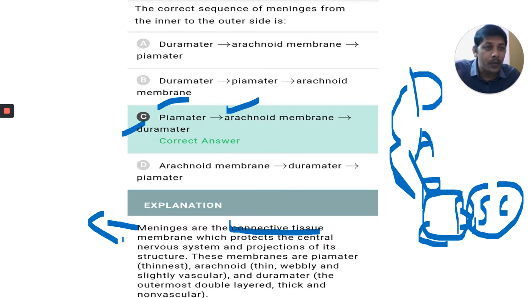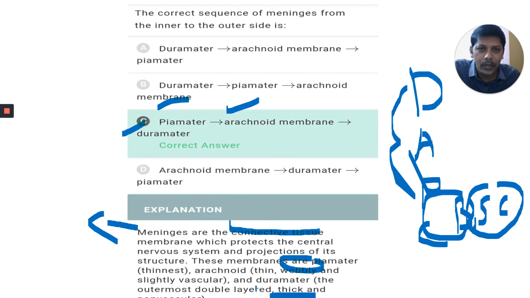Encephalitis is caused by arboviruses. The inflammation of the meninges is called meningitis. Each one is called a meninx. The membranes protecting the central nervous system are the pia mater, the thinnest one, and the arachnoid, a thin webby membrane that forms a web and is slightly vascular, and the dura mater, the outermost, double layered, thick and non-vascular.